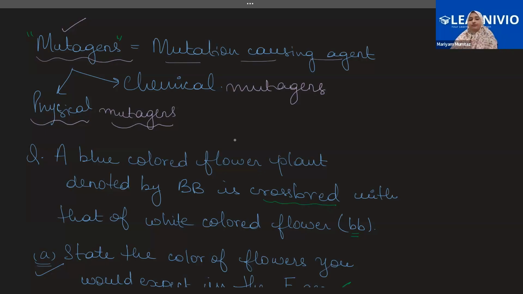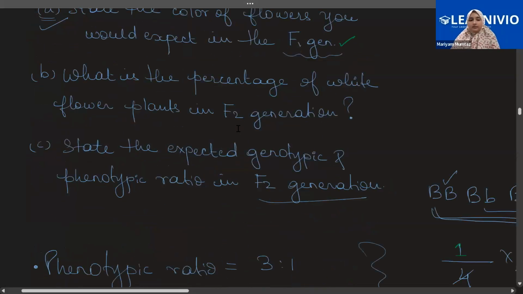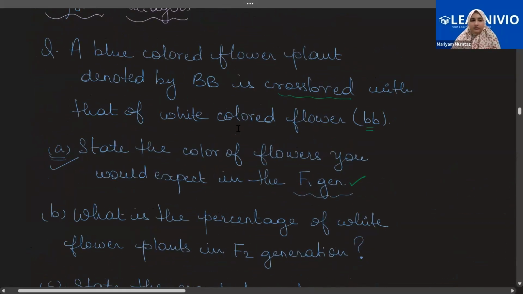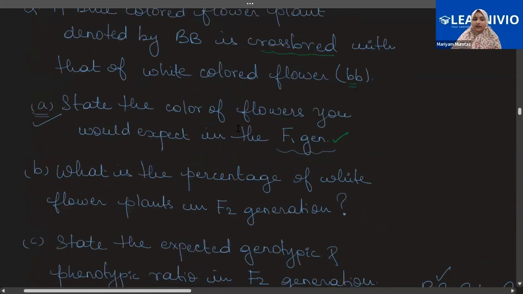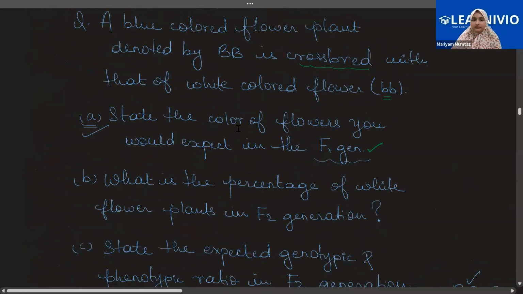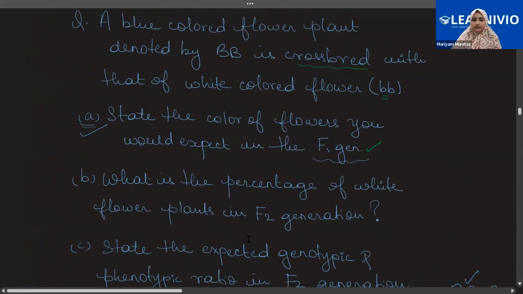Clear? Now, there is this question which I want you to make. See, the question says, you make it, then I'll explain. Wait, one second. The answer is written here only. I have to rub it. This is related to the monohybrid cross. So try to solve this question. I hope you can do it.